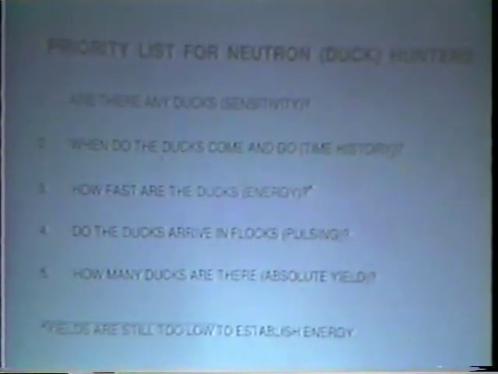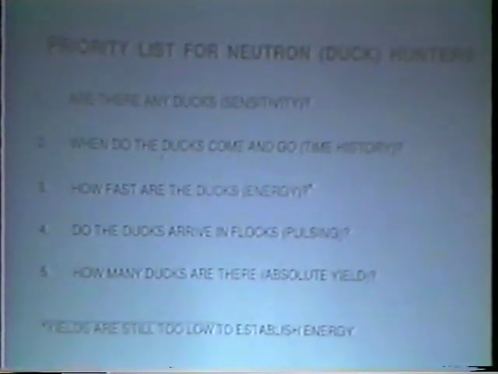Because no one's ever seen a neutron, we found it convenient to give a mental image so that we can talk some about the characteristics of neutrons with a better visual image. And there's been a joke around the laboratory that we're looking for ducks, and so these are some priorities that one should have when looking for ducks.